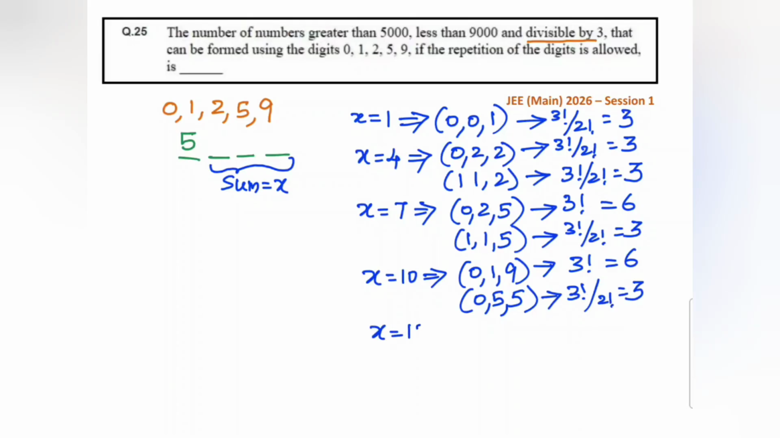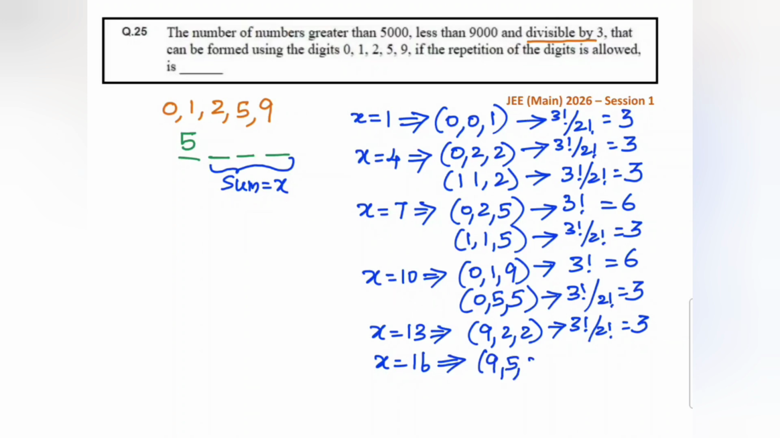Next comes x is equal to 13. X is equal to 13, we have 9 2 2. 9 2 2, this is the only possibility. So 3 factorial by 2 factorial, which is equal to 3. Then x is equal to 16 has one possibility, 9 5 2. This gives 3 factorial because all digits are distinct, so it is 6.